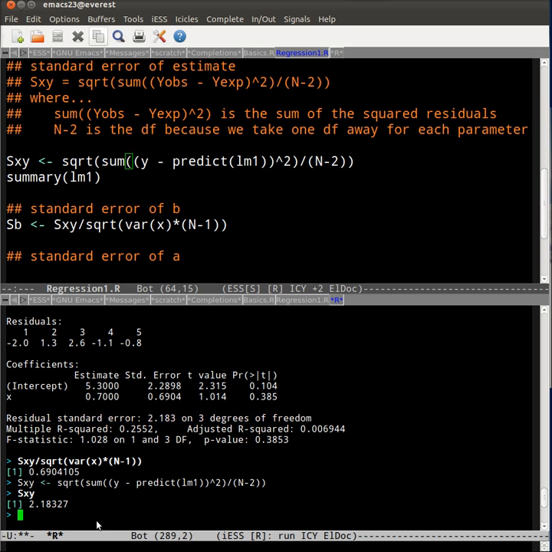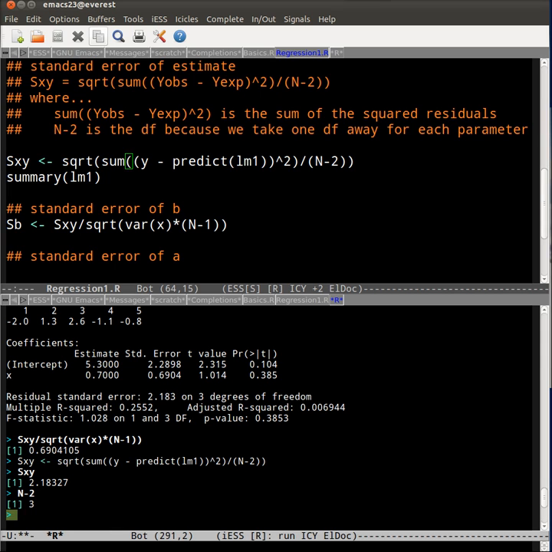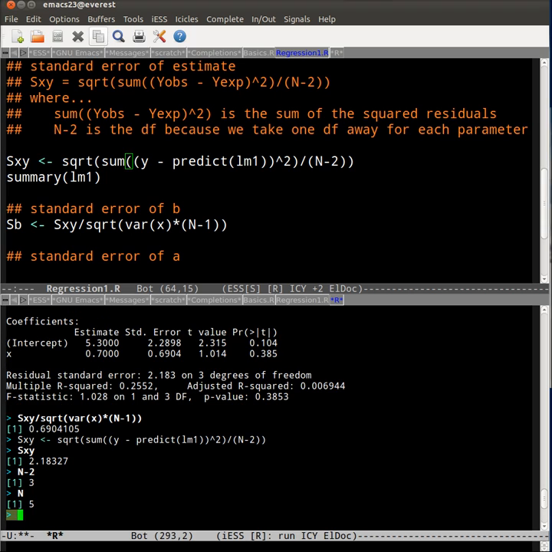Now, how is it 3 degrees of freedom? Well, n minus 2 is 3 degrees of freedom, because we're calculating 2 regression parameters, and we started out where n is equal to 5. So we started out with 5 observations. We take away 2 degrees of freedom for A and B, 1 for A, 1 for B, and that leaves us with a degrees of freedom of 3.